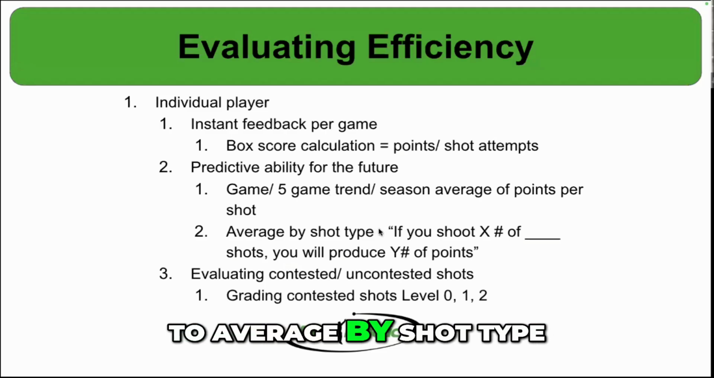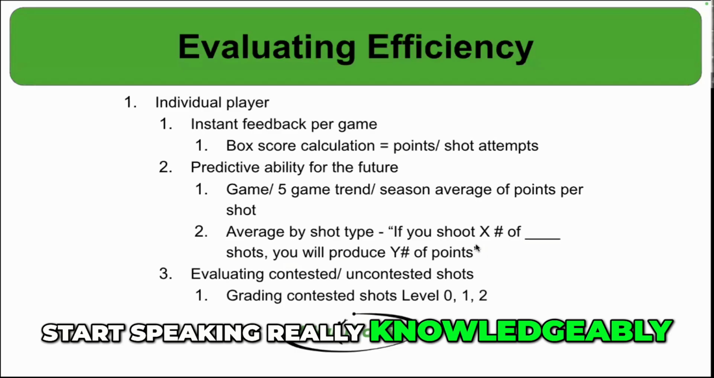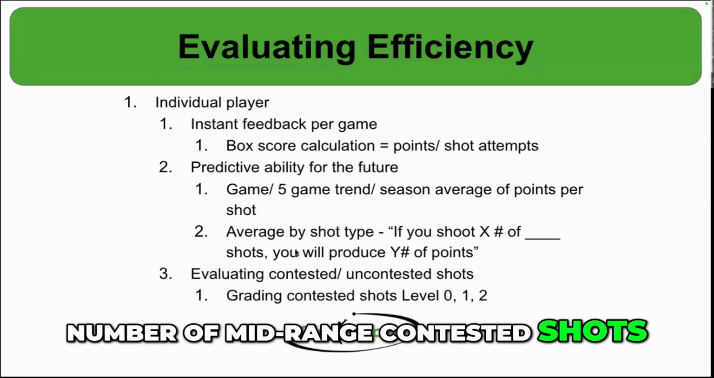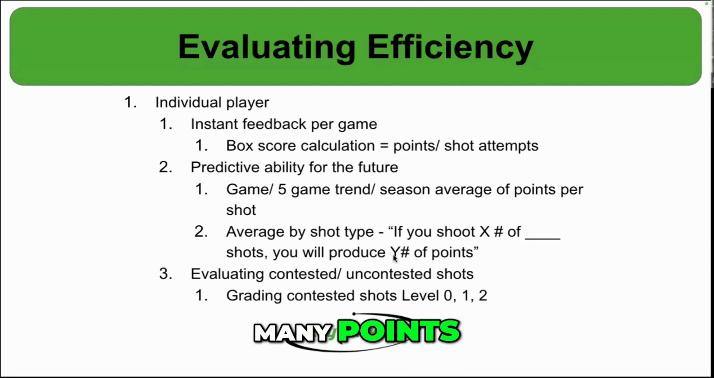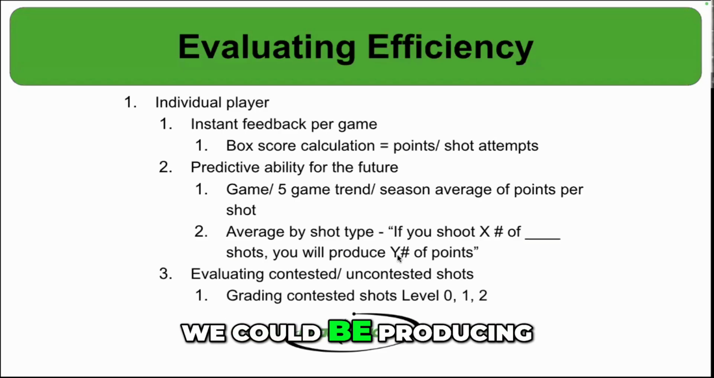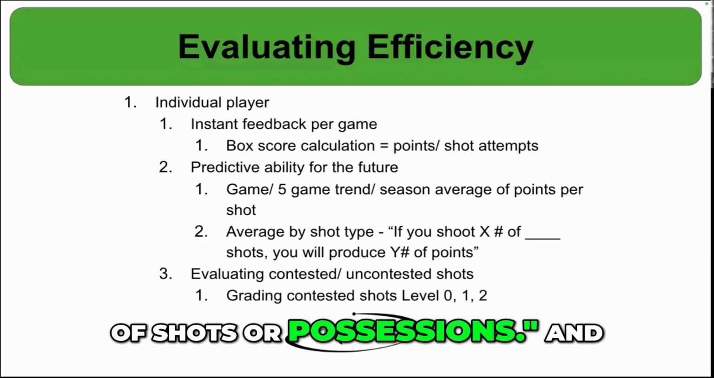Then start to average by shot type. Then you can start speaking really knowledgeably to your players. If you shoot X number of mid-range contested shots, you'll only produce this many points. But if you can get to the rim or kick it out to Jimmy, our three-point shooter, we could be producing this many points out of the same number of shots or possessions.